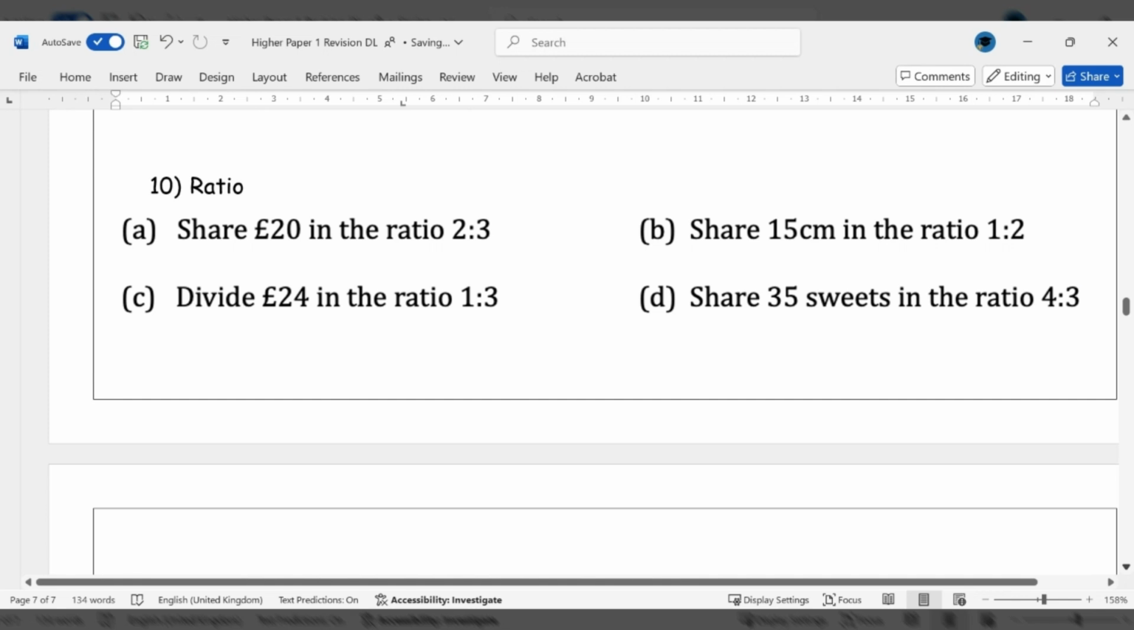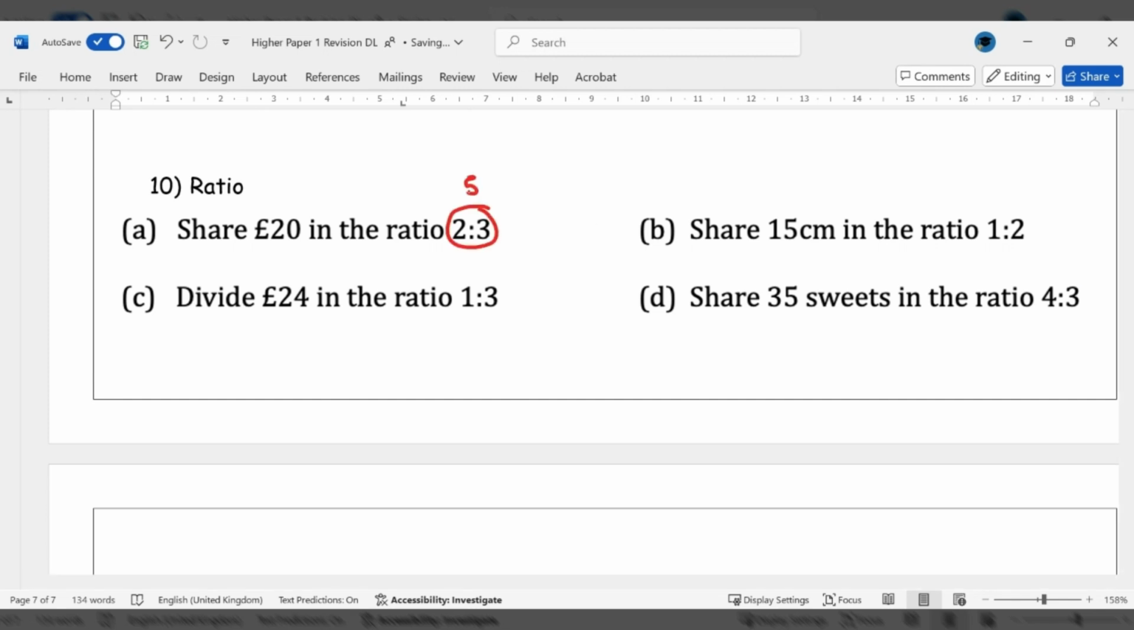Ratio. I think of this as ADM, which is add, divide, and multiply. So add those, divide that number there by whatever they add up to, which is 4, and then multiply. 4 times 2 is 8, and 4 times 3 is 12.